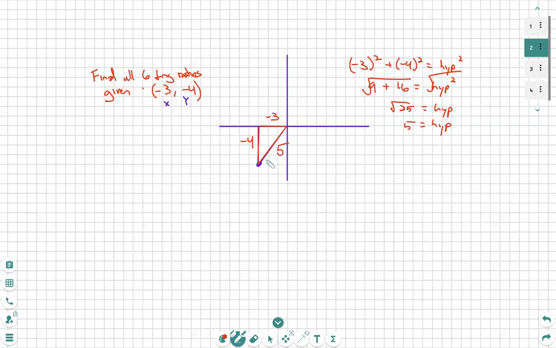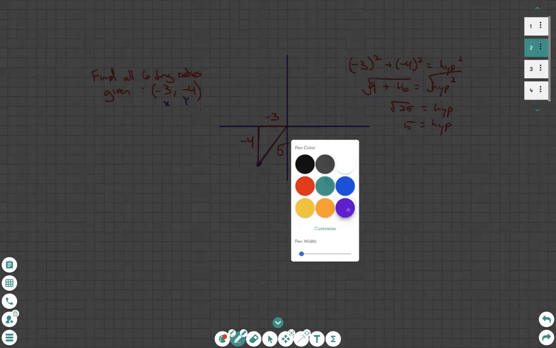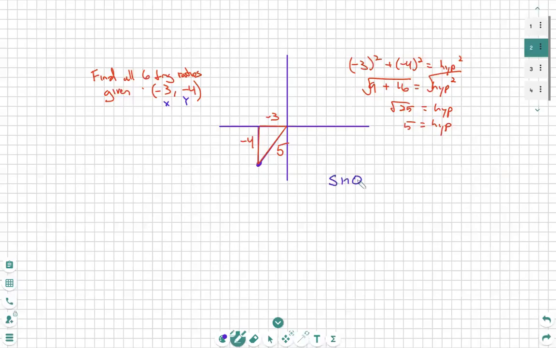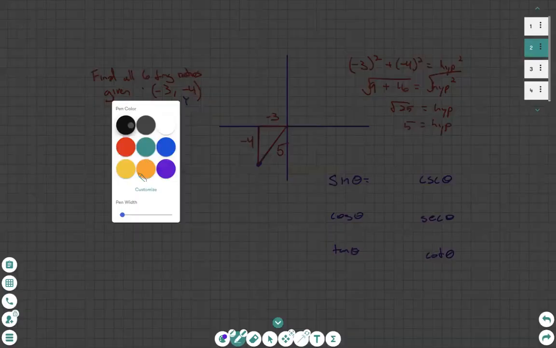At this point, we have done sufficient background information to now solve for our 6 trig values. First, we have the sine of theta, the cosine of theta, and the tangent of theta. Then we have their inverses: cosecant of theta, secant of theta, cotangent of theta. We remember what these ratios are through SOH-CAH-TOA.